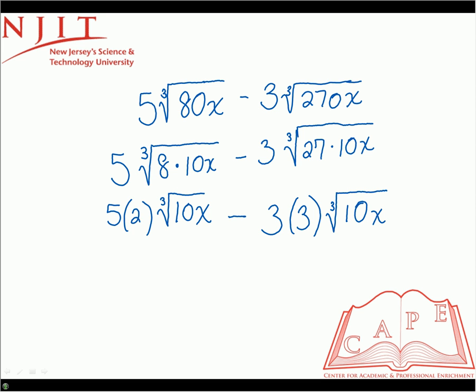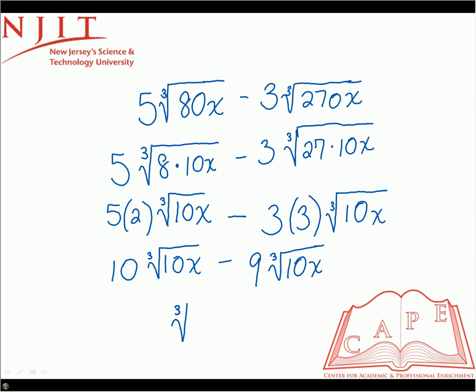Now both our radicals in each portion of the expression are cube root of 10x, so then we can multiply our constants in the front and then just simply subtract them. On the left-hand side we'd have 5 times 2, which is 10, times our cube root of 10x, minus the 3 times 3, which is 9, times cube root of 10x. Okay, so now we can just subtract our coefficients, 10 minus 9, which is 1. The 1, you don't need to write it down, it's always assumed in front of the radical. So then our final answer will just simply be cube root of 10x.